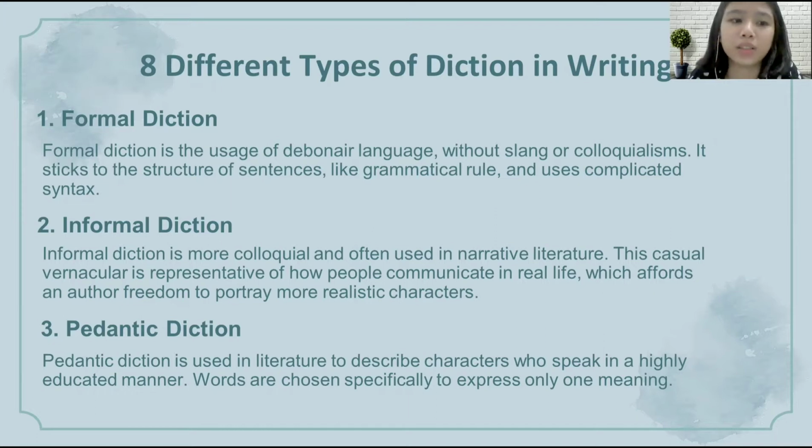2. Informal diction. Informal diction is more colloquial and often used in narrative literature. This casual vernacular is representative of how people communicate in real life, which affords an author freedom to portray more realistic characters. It's mostly used in short stories and novels.